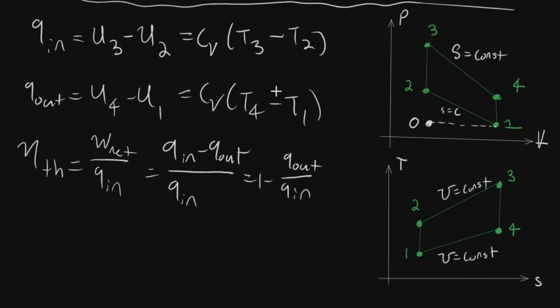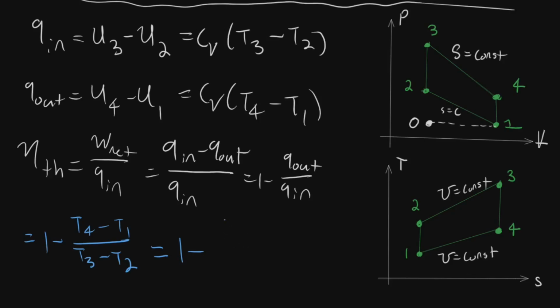Now notice that if we plug in these, our CVs are going to cancel in this fraction, and so we're just going to be able to rewrite this as equal to 1 minus Q in, or I guess Q out's on top, so we'll just do T4 minus T1 over T3 minus T2. And now we're going to rewrite this once again, just because it's going to be a little bit easier to get it into the form that's going to be easiest to work with. We're going to pull out a T1 from the top and a T2 from the bottom.